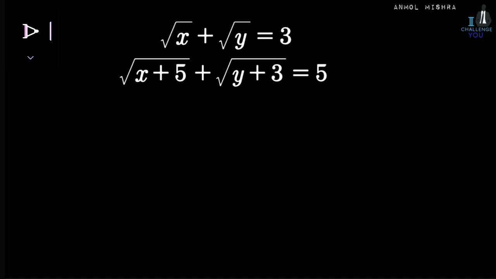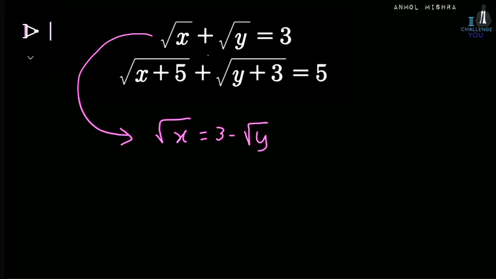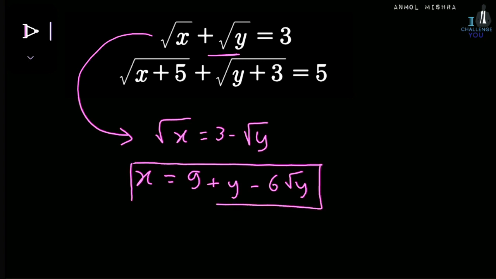Looking at the first equation, we can see it's root of x plus root of y is equal to 3. So I can write root x is equal to 3 minus root y. We have shifted y over there. Now squaring both the sides, the square root of x the whole square is x. 3 minus root y the whole square means 3 square, 9, plus root y square, that is y, minus 2 into 3, 6 root y. This is the value of x obtained.